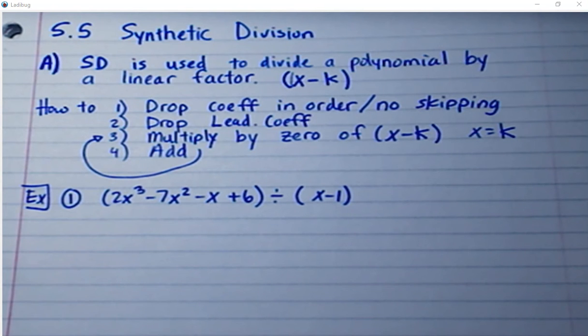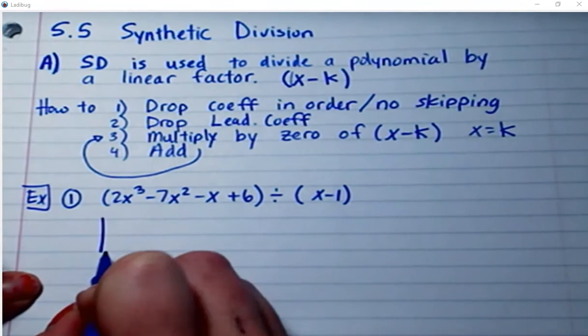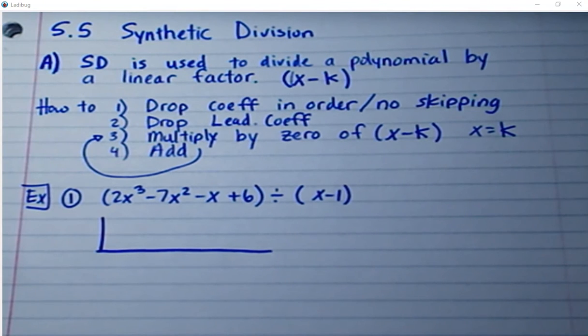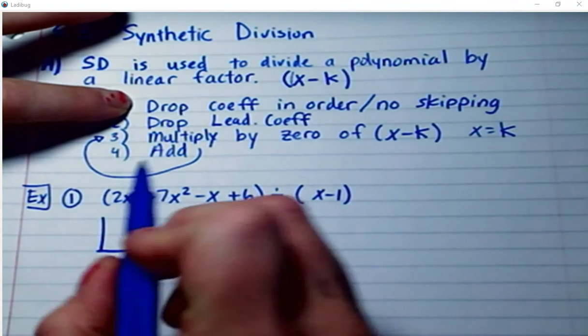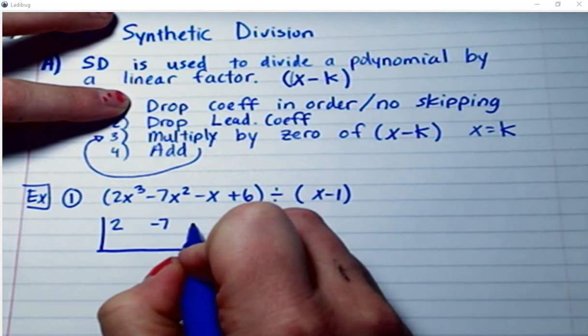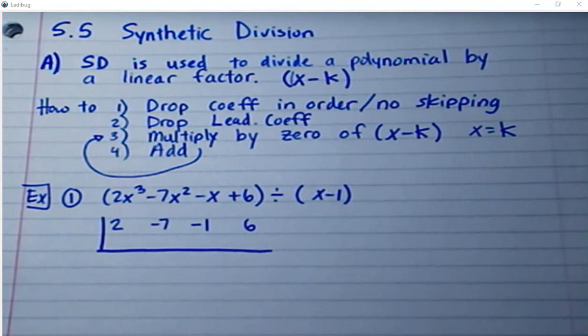Okay. You ready? First thing you have to do, 2 rows high. It's an elongated L. 2 rows, has to be 2 rows high. Drop the coefficients in order. 2, -7, -1, and 6. Okay, that was step 1. Drop the coefficients in order.